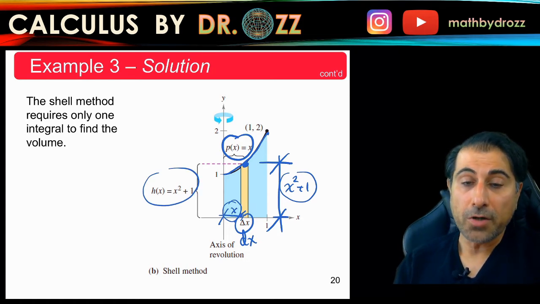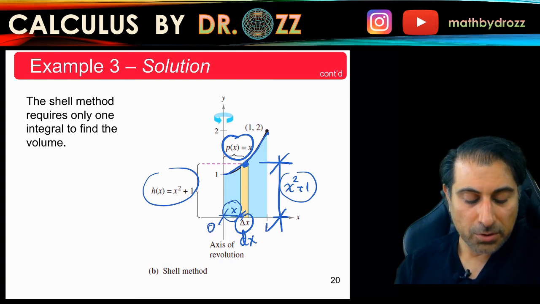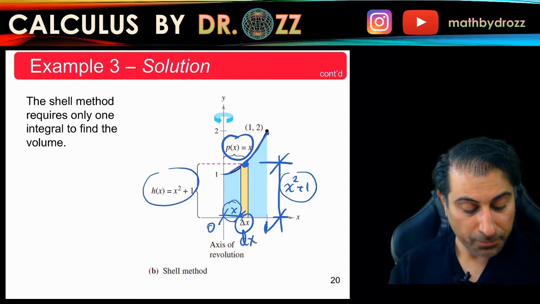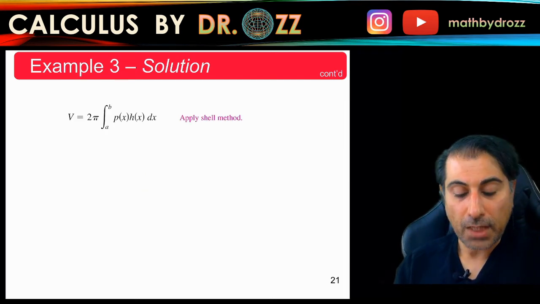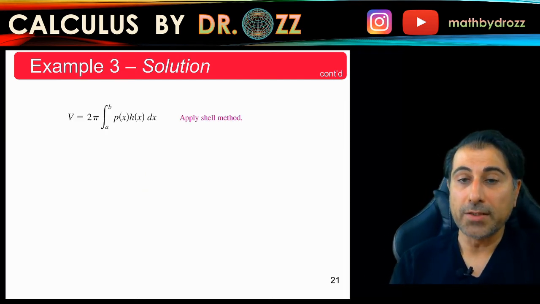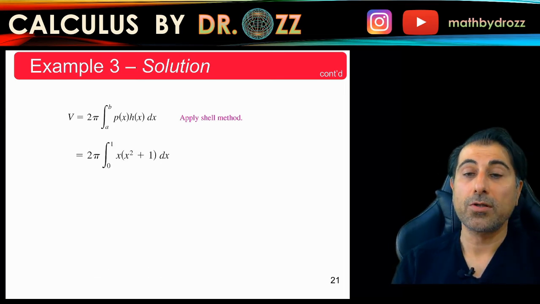Then we can go ahead and write down the integral for the x limits ranging from 0 to 1 within the region. So go ahead and write down the formula, 2 pi times radius times height times dx, and plug in p and h.